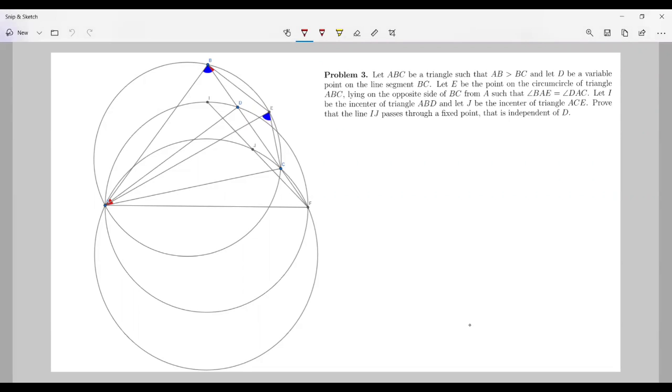So here the problem says: let ABC be a triangle such that AB is greater than BC, and let D be a variable point on the line segment BC. Let E be the point on the circumcircle of triangle ABC, lying on the opposite side of BC from A, such that BAE is equal to DAC. Let I be the incenter of triangle ABD, and let J be the incenter of triangle ACE. Prove that the line IJ passes through a fixed point that is independent of D. Okay, so let's go straight into this question.